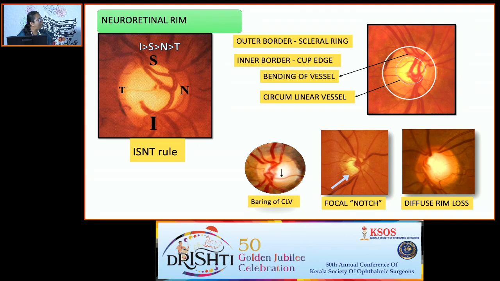Then you also look for the outer border of the scleral ring. You look at the cup edge, you look for the bending of the vessels. That gives you an indication where the cup edge is. You also look for the circumlinear vessel. So there are findings like baring of the circumlinear vessel, which gives you an indication that the NRR has fallen backwards and the vessel is bare. You can also see diffuse rim loss or focal notches.